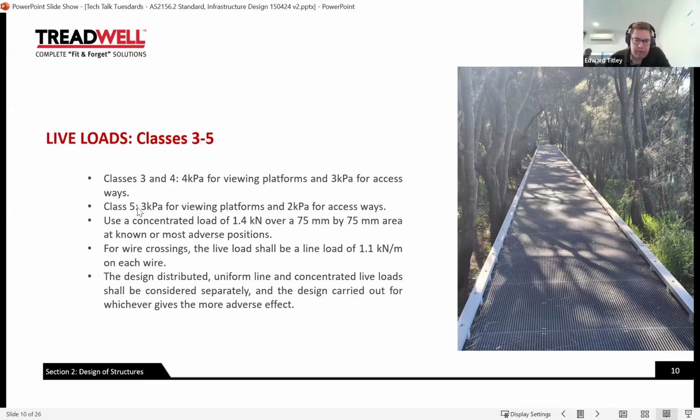And lastly, wire crossing is not really applicable to what we do here at Treadwell. Just for the record, 1.1 kilonewtons per meter on each wire. And lastly, as per the earlier track classes, so 1 and 2, the design loading, so our UDL, uniform line load or a concentrated live load will be considered separately. Whichever produces the most adverse effect is what we would consider.